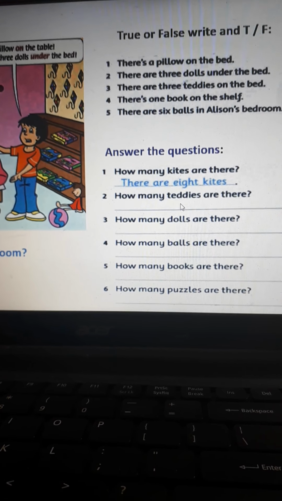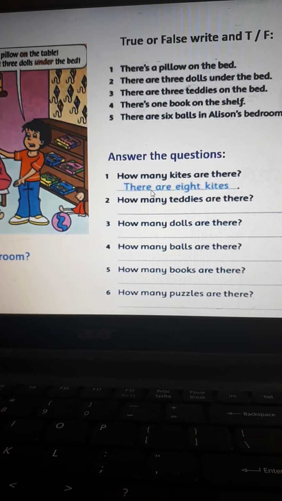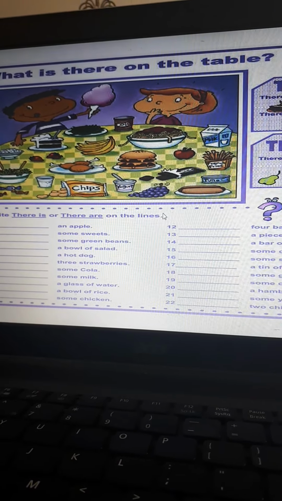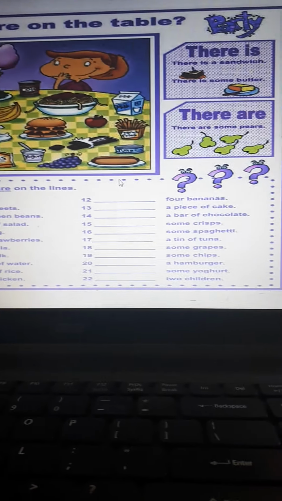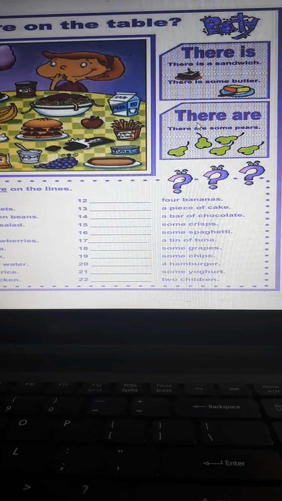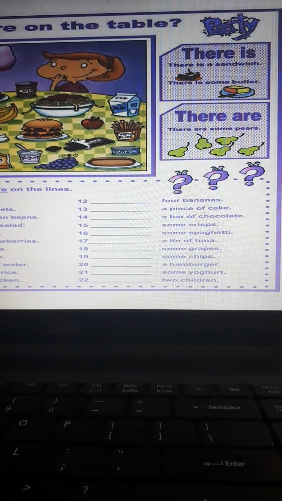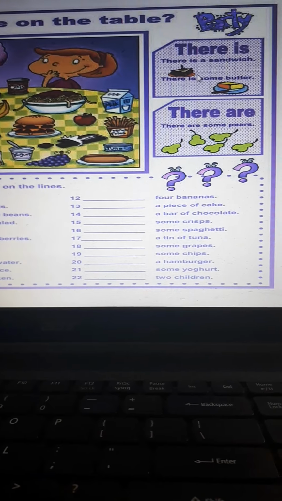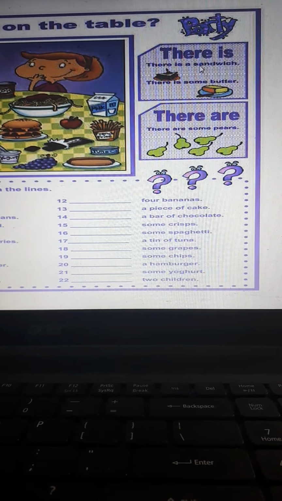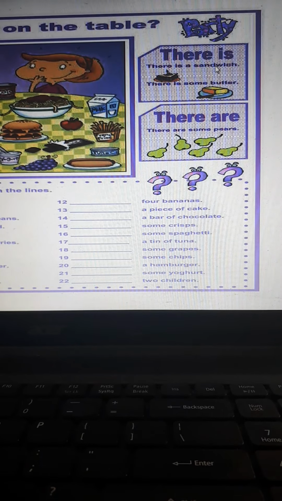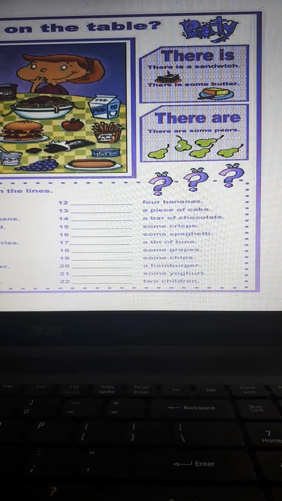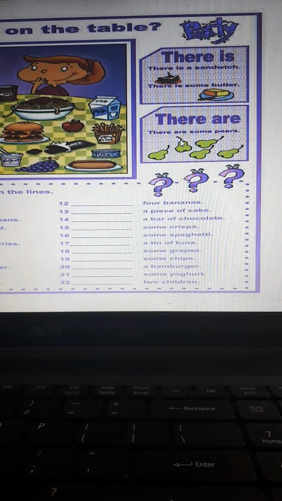Okay, so please finish this exercise, and also I would like that you can work with this one. Also you have to put here with there is and there are, if there is the meal here. For example, on the example it says there is a sandwich. There is some butter, hay algo de mantequilla. There are some pears, 1, 2, 3, 4, 5.